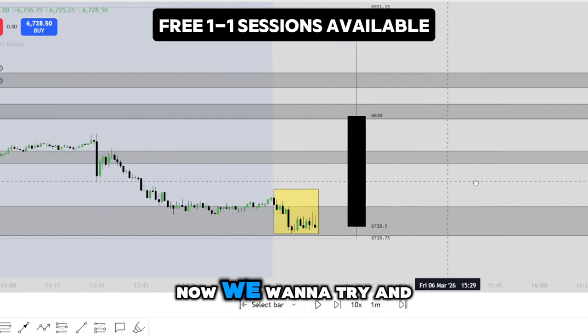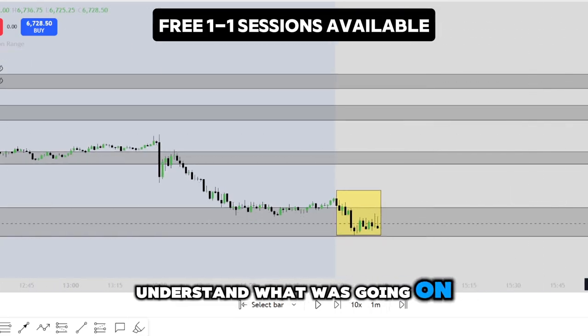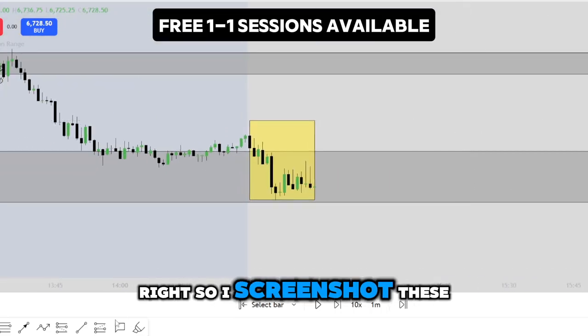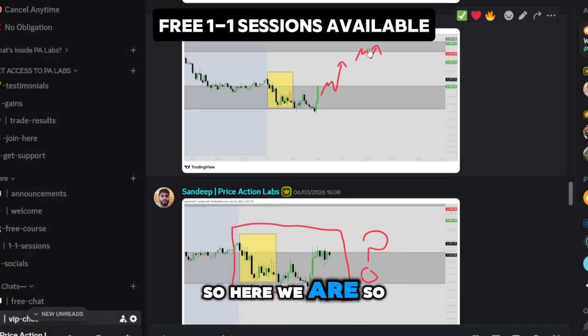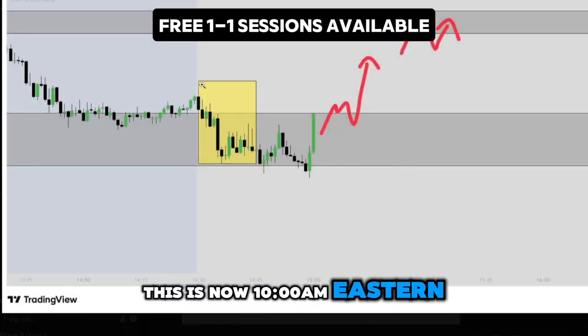So here are our levels. Now we want to try and understand what was going on in these levels. I screenshotted these in real time in the Discord. So let's break this down one more time. So here we are, this is now 10 a.m. Eastern.